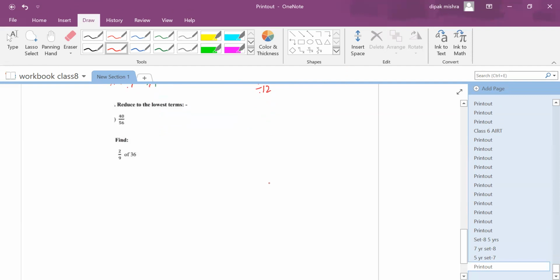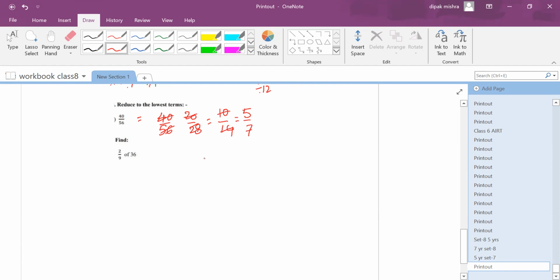The next question is reduce to lowest terms 40 over 56. So how will you reduce to lowest terms 40 over 56? What we can do is, first we can cancel it by 2. So it becomes 20 over 28. Then we can cancel it by 2 again. It is 10 over 14. Then we can cancel by 2 again. It is 5 over 7. So the reduced fraction is 5 over 7.